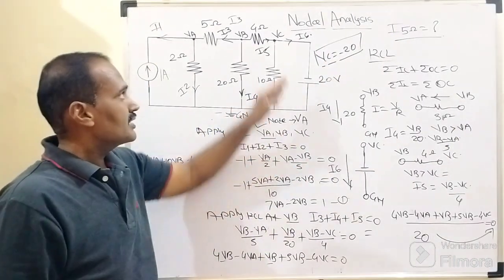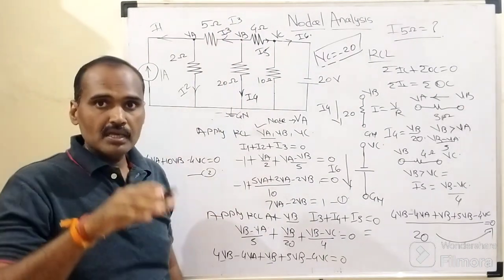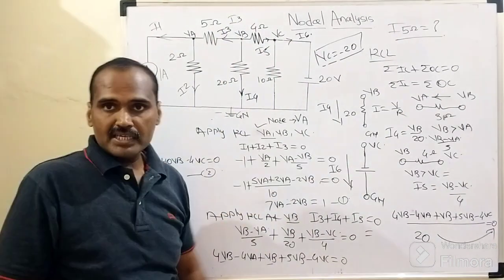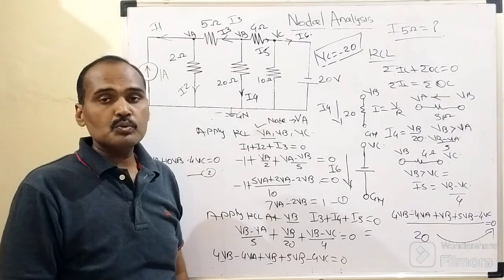Here there is no need to apply Kirchhoff's current law at this particular node, because KCL is applied at each and every node in order to determine its node potential.